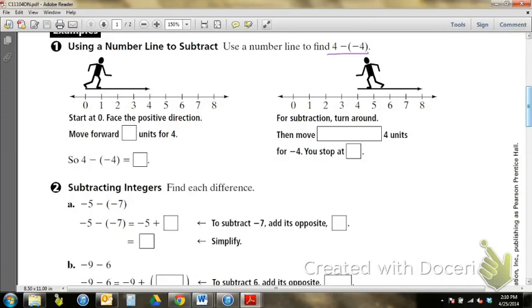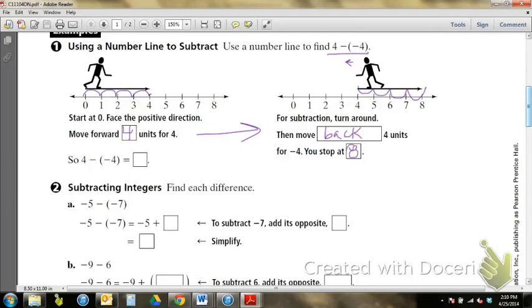So you're going to move forward 4 from 0. 1, 2, 3, 4. You come over here. Then for subtraction, you're going to turn around. When we added, we stayed facing the positive direction, so now the guy's facing the other way. Then, because it's a negative 4, you're going to move back 4 units. So from the 4, now the guy goes backwards 4 units, and he stops at 8.